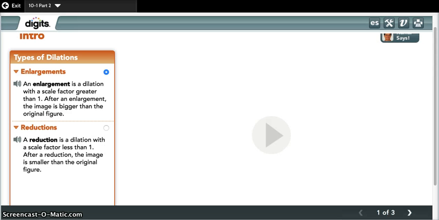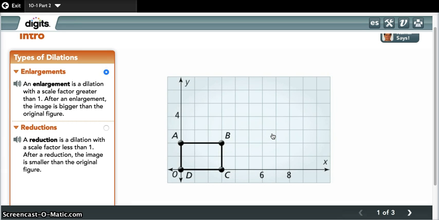All right, so like I told you earlier, there's 2 ways we can dilate a shape. We can either grow it or shrink it. And the mathematical term for growing it is an enlargement, and the mathematical term for shrinking it is a reduction. So an enlargement is when you have a scale factor that's greater than 1. So let's watch this example.